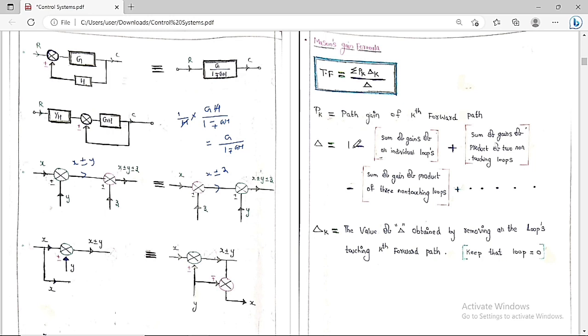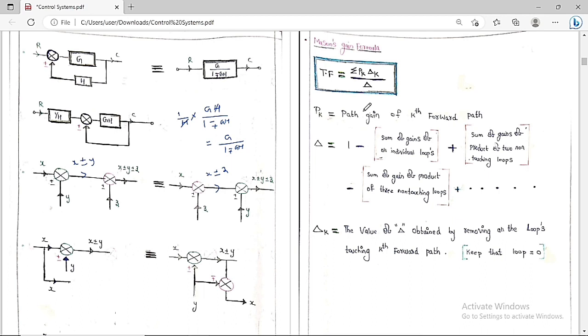So this is all about Mason's gain formula. We can easily get the transfer function of any diagram in a fraction of a second with the help of this formula. Always remember this formula in order to solve questions quickly. So this is plus minus plus minus plus minus.